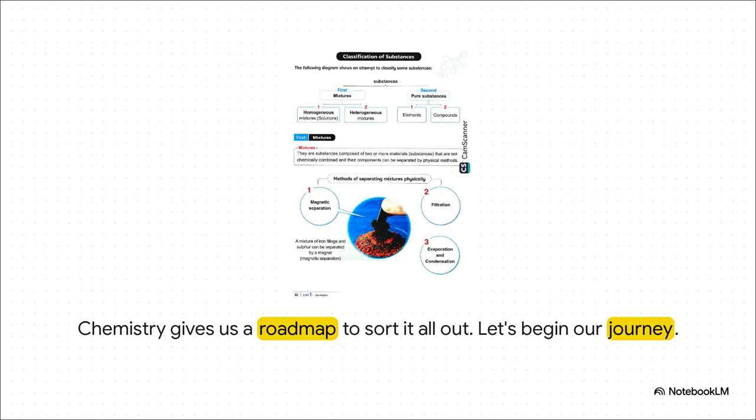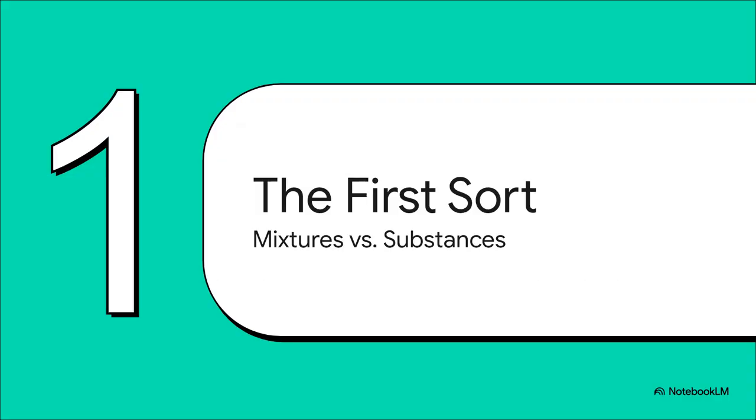Don't think of it as just a chart. Think of it as a decision tree. It's how we take all the chaos of the universe and start to bring some order to it. And that very first choice we have to make, that first fork in the road, is probably the most important one of all. So right at the top of our map, we have to ask, is what we're looking at a mixture or is it a pure substance?